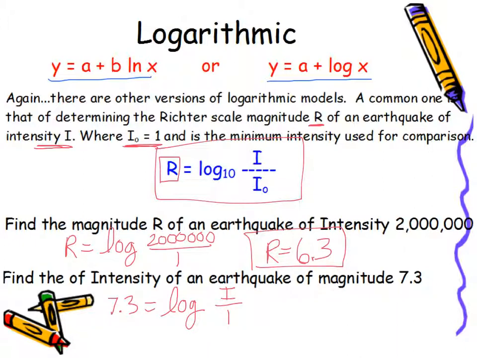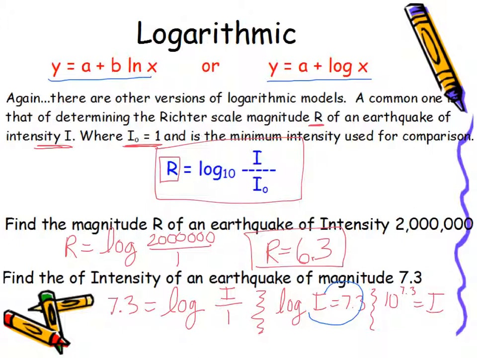I might rearrange this just a little bit to help you. So I'm going to write it as a log I, forget the 1, equals 7.3. See if that helps you see what we need to do next. Since it's a log, we're going to switch forms and it goes like this. So you should have a 10 to the 7.3 equals I. So then that's just something that you can type into your calculator.